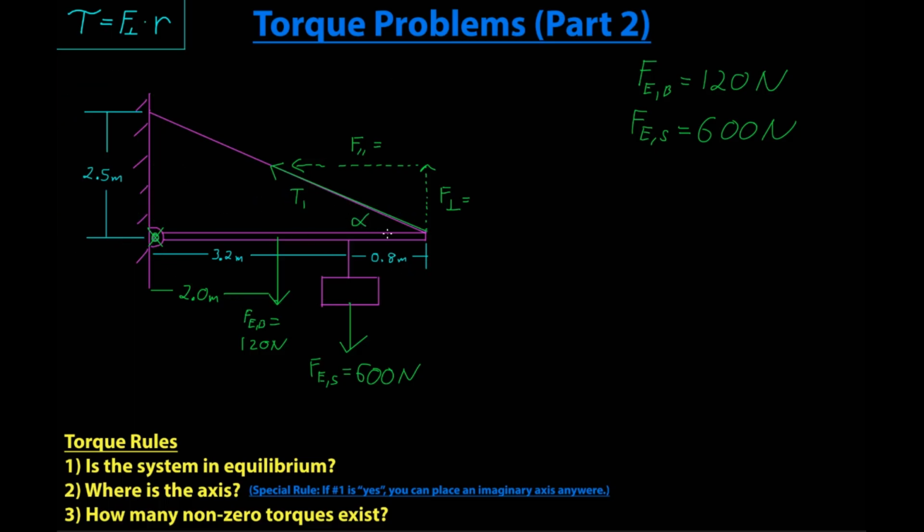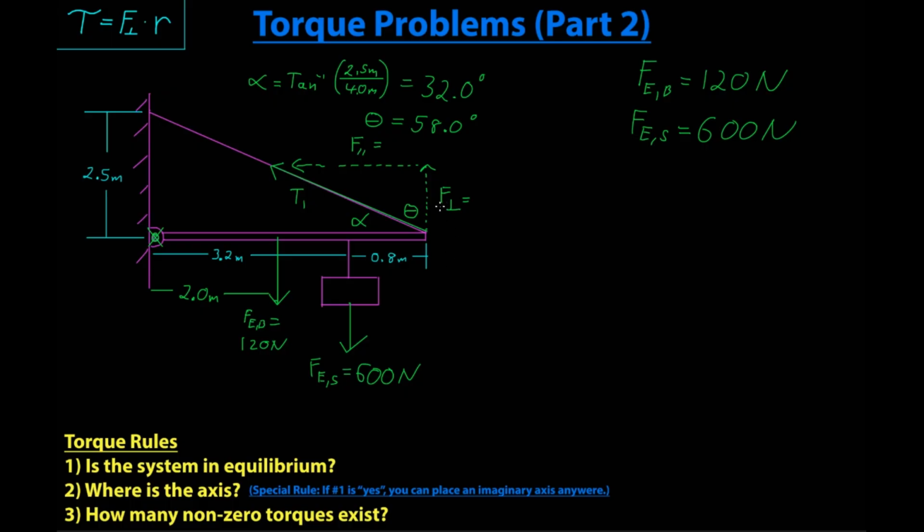If I'm looking at this angle here that I've labeled alpha, I can find it using inverse tangent. Alpha is inverse tangent, opposite over adjacent, which is 2.5 meters over 4 meters, which is about 32 degrees. Now, since I'm going to be working with the forces here, I'm going to be more interested in this angle here that I'll call theta. And if alpha is 32 degrees, that means theta is 58 degrees.